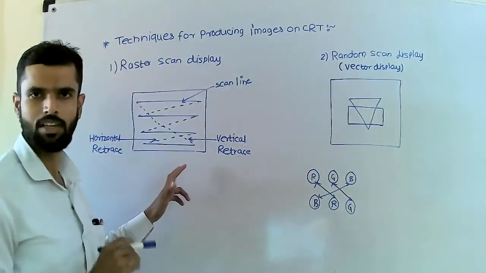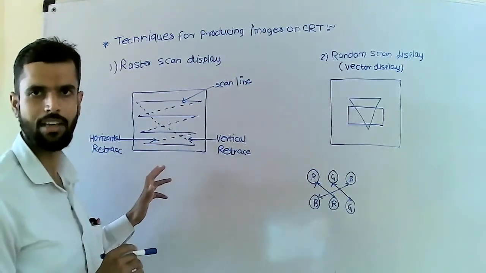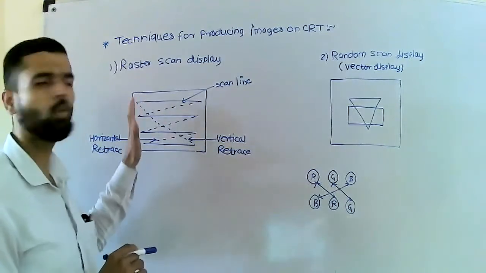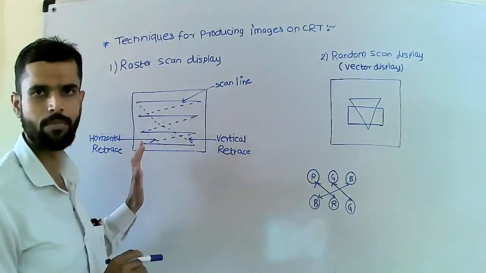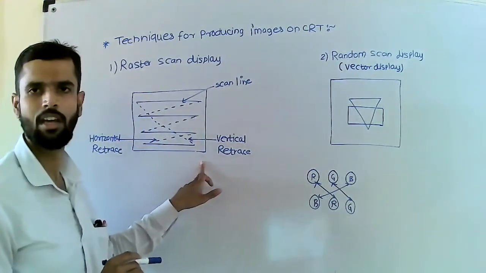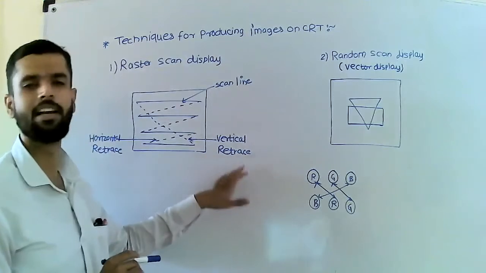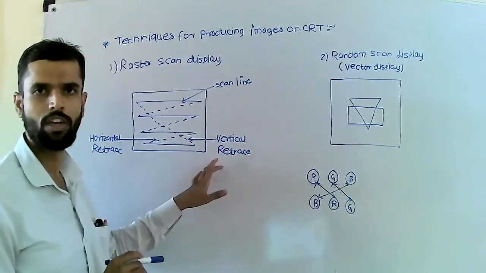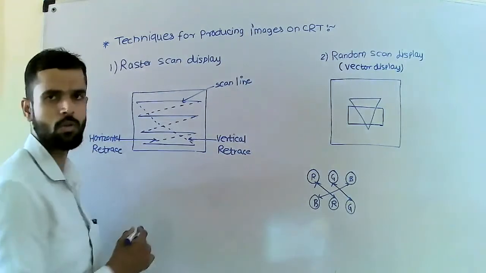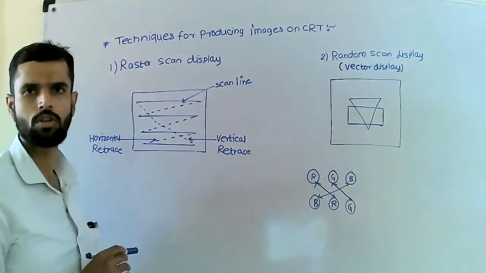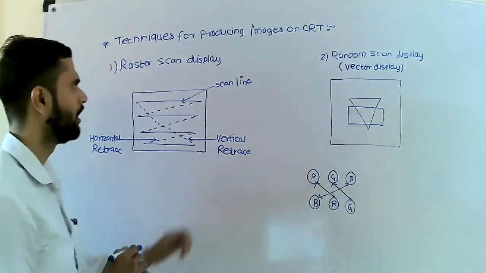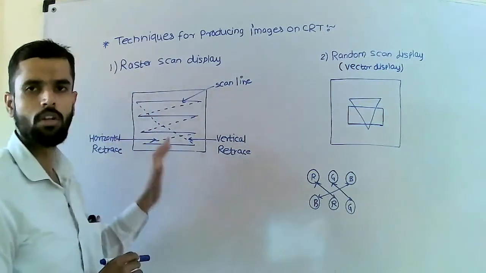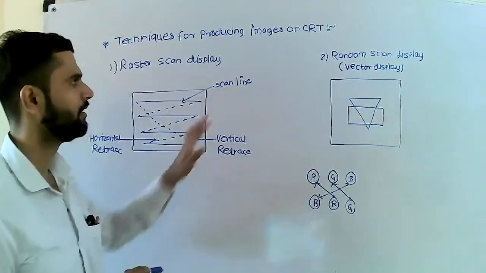And as soon as it finishes the scanning of all the lines, it will again move towards the first line. So this way is called what? Vertical retrace, moving from the rightmost bottom corner to the topmost left corner. Okay, so this is all about the raster scan display.